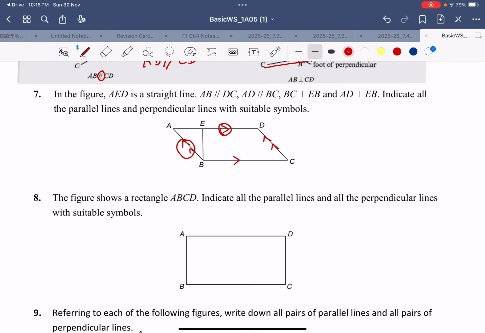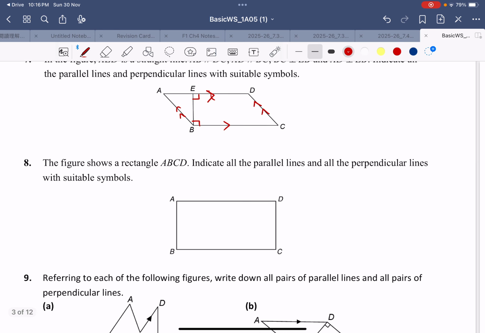Okay, and then we have to mark as well the perpendicular lines. Okay, we know BE is perpendicular to AD, and EB is perpendicular also to BC. Okay, so these are the notations.